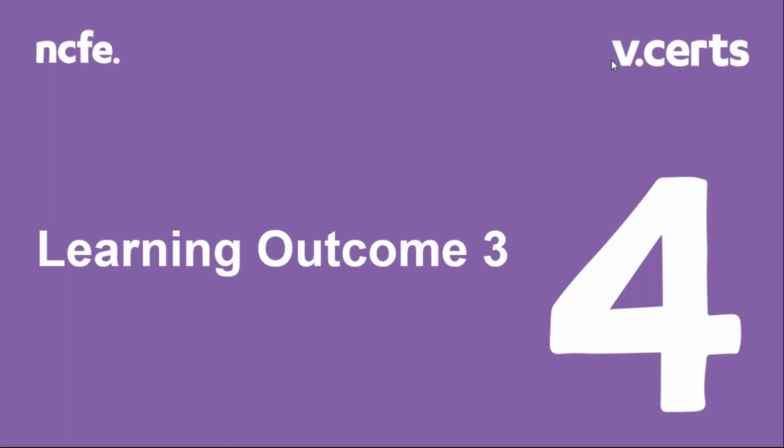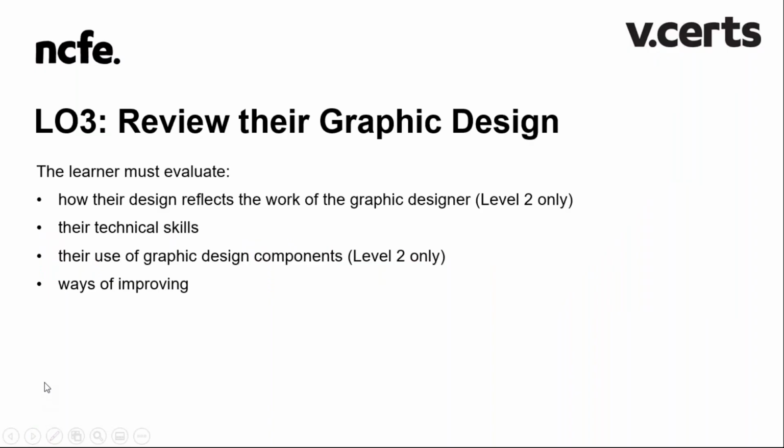So Learning Outcome 3 is about learners evaluating their own work created in Learning Outcome 2. There's also some difference between Level 1 and Level 2 criteria. I'll just move on to the content here. So we can see the assessment points here, which are in this bulleted list. So for level 2, we can see learners are required to evaluate 4 areas, whilst level 1 learners are required to evaluate just 2 areas within their reviews.